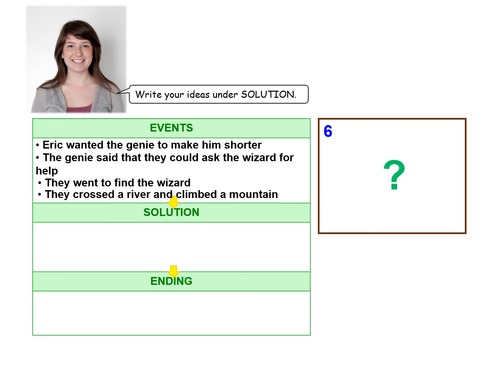Here are some examples of possible answers. The wizard gave Eric a magic drink. Did Eric become his normal size again? Eric became his normal size again. How did Eric feel? Eric was very happy.